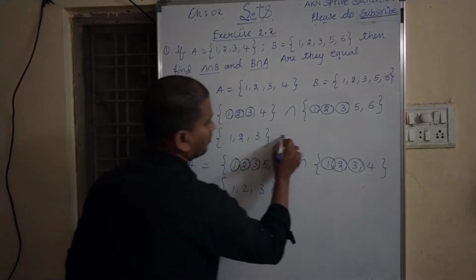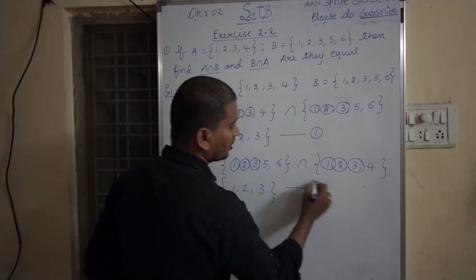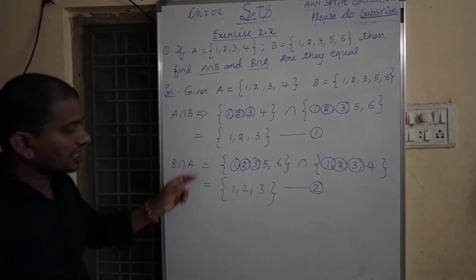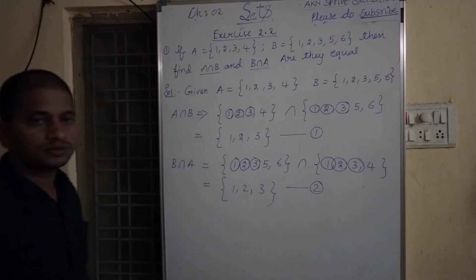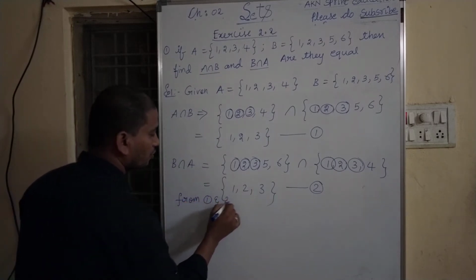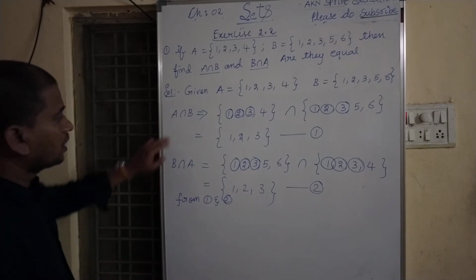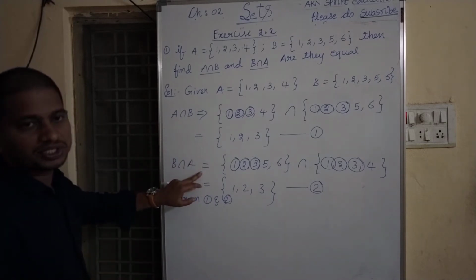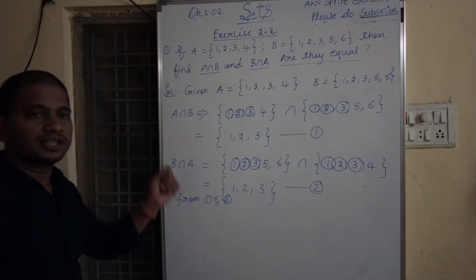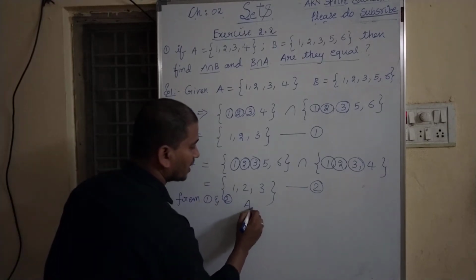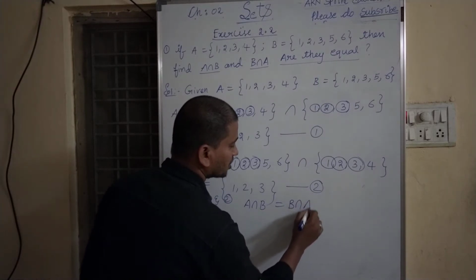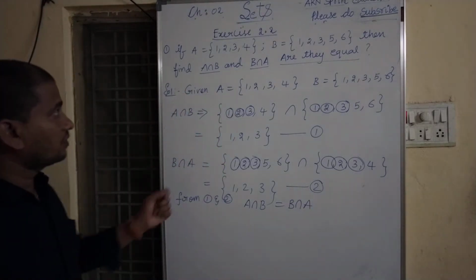Okay, which is our first one and this is our second one. I mean A intersection B, 1, 2, 3. B intersection A is also 1, 2, 3. So from 1 and 2, what we observed? We observed A intersection B is equal to B intersection A. They are asking, are they equal? Yes, they are equal. From 1 and 2, we can say that A intersection B is equal to B intersection A. Got it? This is our first question.